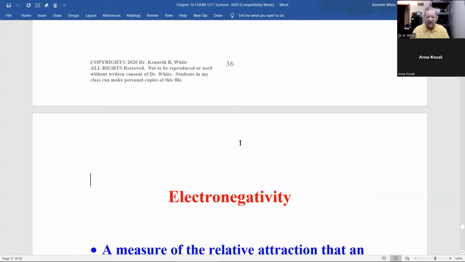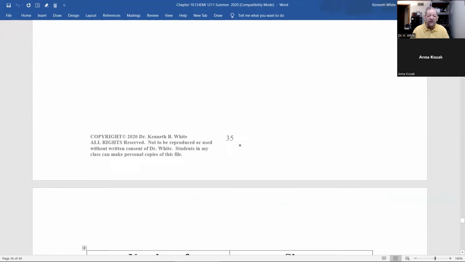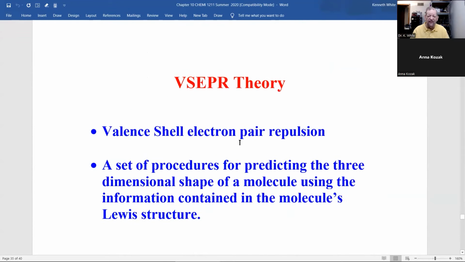Yesterday, or Monday, actually, I talked briefly about the VSEPR theory, valence shell electron pair repulsion, in which the pairs of electrons want to be as far apart as possible.